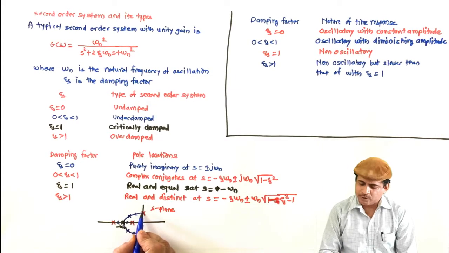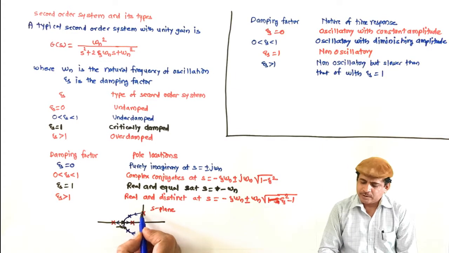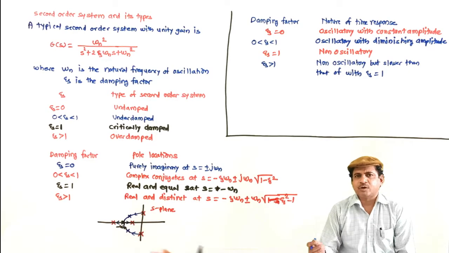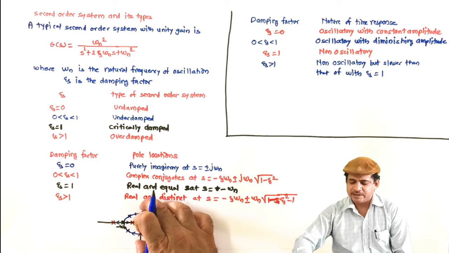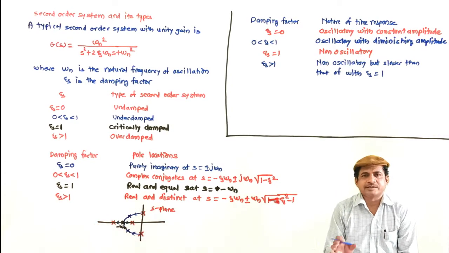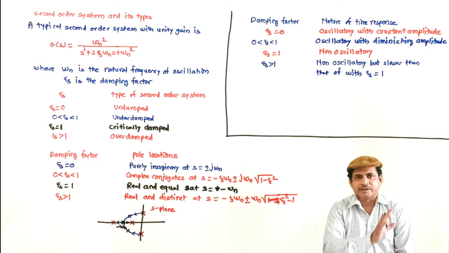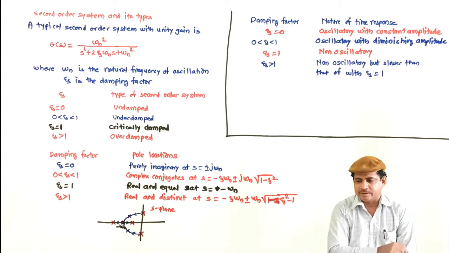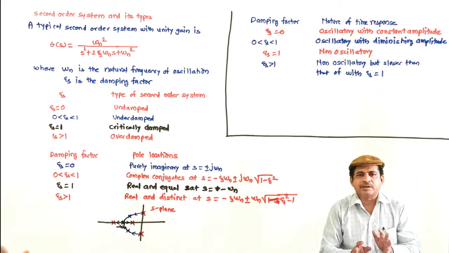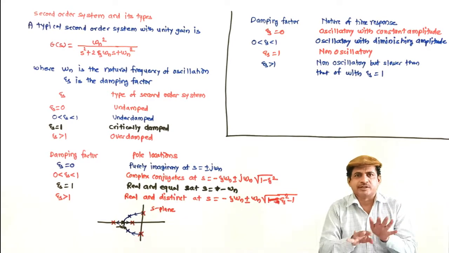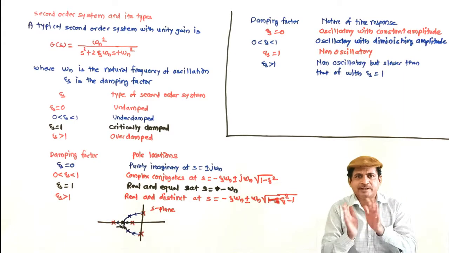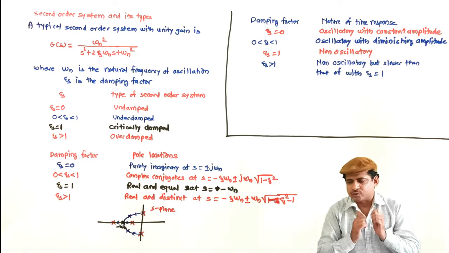So when the poles move from the imaginary axis towards the real axis, the oscillations die out. The imaginary axis stands for oscillations and the real axis stands for non-oscillatory response or damping. Damping means what? Damping the oscillations, making it non-oscillatory. So as zeta increases, oscillations will reduce.